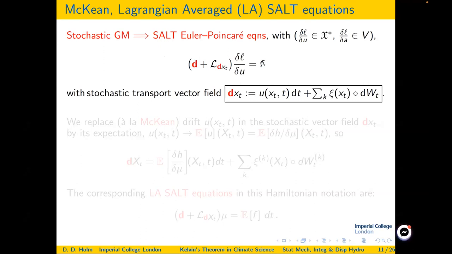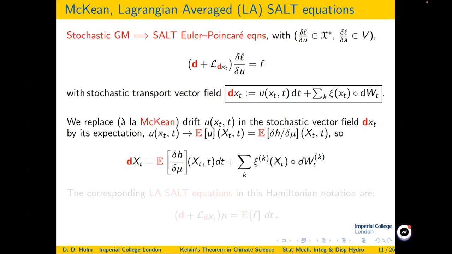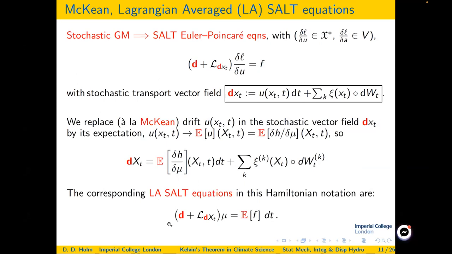This is the Lagrangian and Hamilton's principle. This is the momentum associated with the velocity u, the drift velocity. And this is the process, the stochastic transport vector field. This is the Kraken step. Now to take the McKean step, we're going to change the equation to make this process the stochastic process, this mean plus fluctuations process that McKean introduced. And so we call these things the Lagrangian average SALT equations.